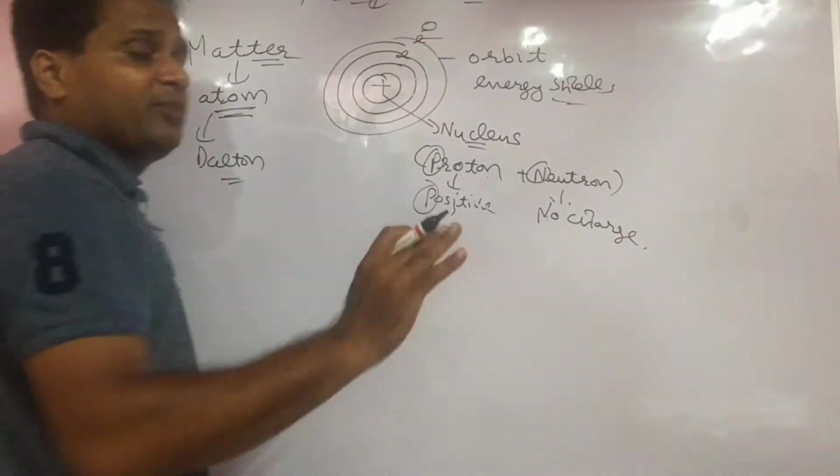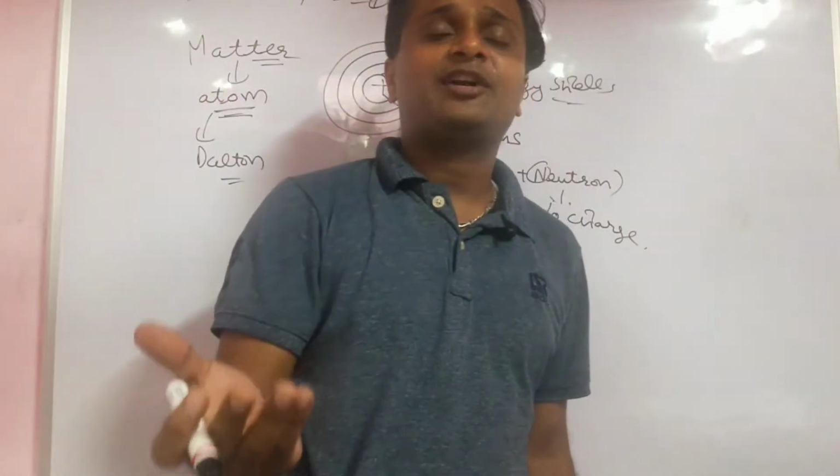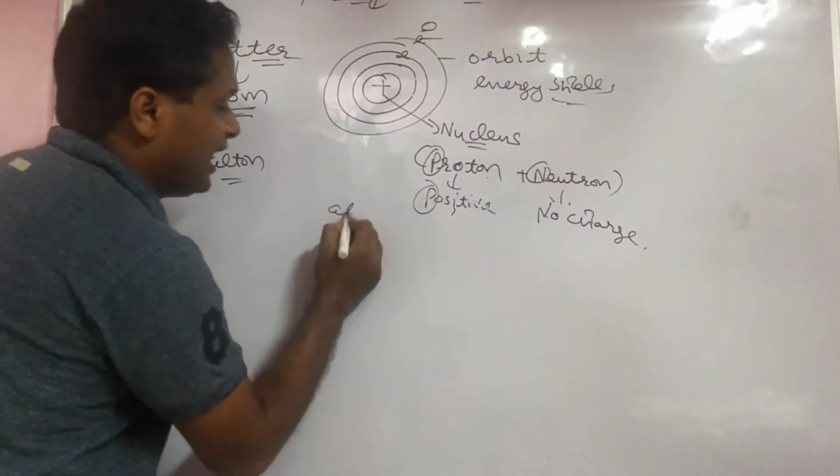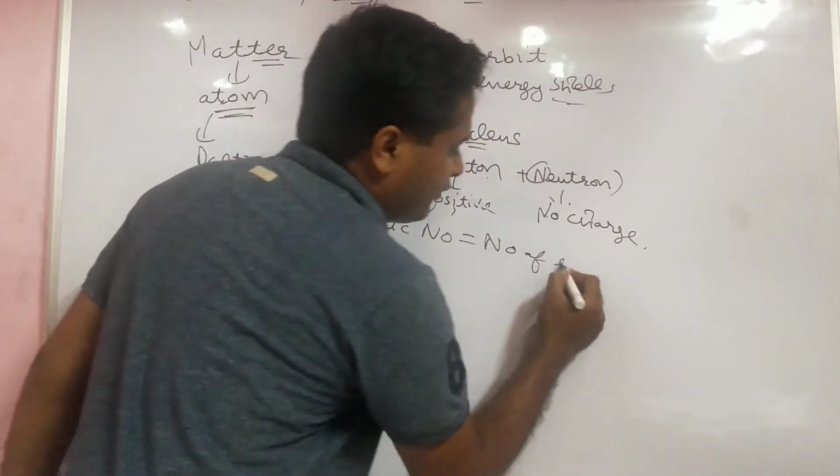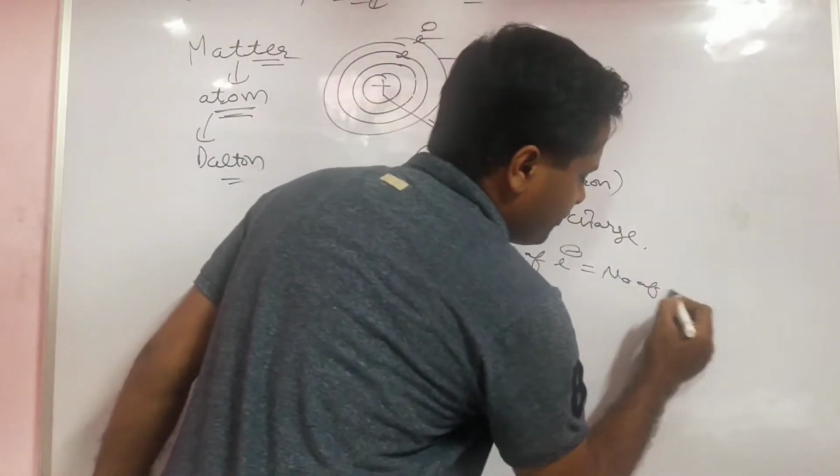Actually, the atom is neutral. How many electrons are present? I already told you. The atomic number is equal to the number of electrons and equal to the number of protons.